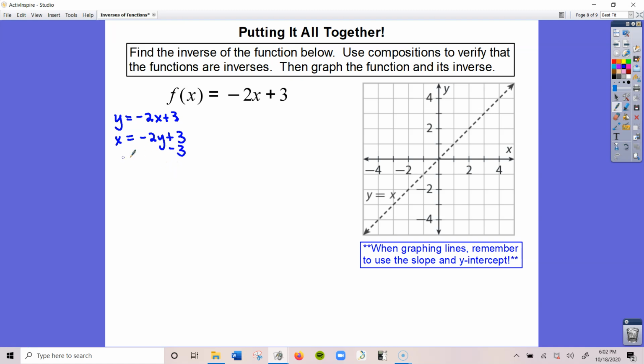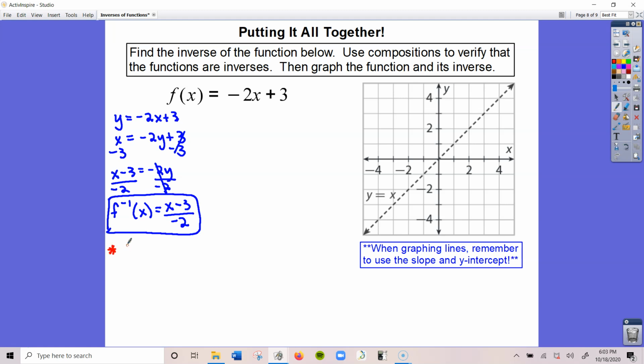So I'm going to subtract the 3 first, and we get x minus 3 is equal to negative 2y, and then we would divide everything by negative 2. This would be my inverse, so remember the proper notation. f inverse of x is equal to x minus 3 all over negative 2. This is my inverse.